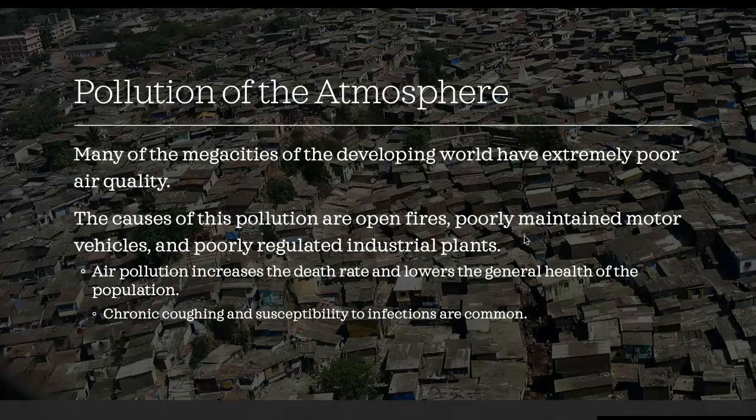Let's just quickly point out the megacities. The megacities have very poor air quality in some areas of the world. And we're going to do an Annenberg assignment on the study of the air quality in Mexico City. That is a very good example of one of the megacities.